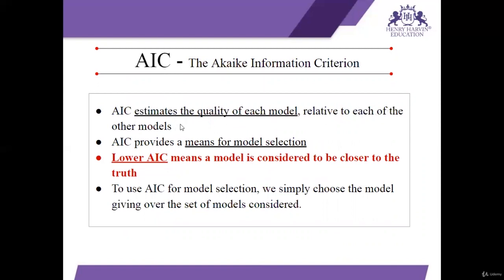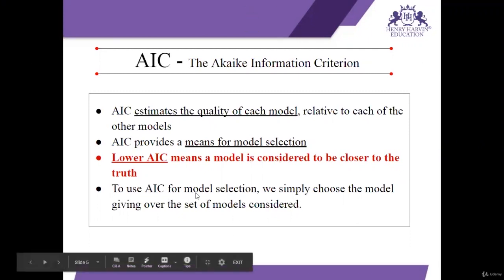When we are creating models, we will not get it at once. We have to create multiple models in order to get to the best model. So AIC helps us estimate the quality of each model. A lower AIC means the model is considered to be closer to the truth. A lower AIC means that the prediction resulting from our model is of better quality.